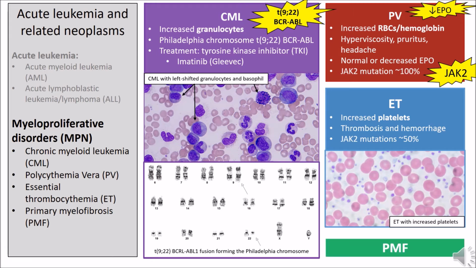Similar to ET, primary myelofibrosis is a disorder of megakaryocytes. However, unlike ET, PMF, like the name suggests, manifests with bone marrow fibrosis. This fibrosis wraps around the cells, making it difficult to aspirate, producing a so-called dry tap during a bone marrow biopsy. I'll briefly touch on one additional neoplasm termed myelodysplastic syndrome, MDS.